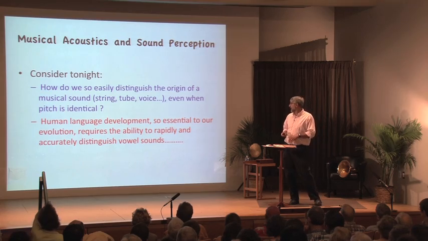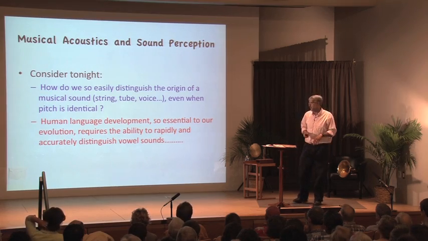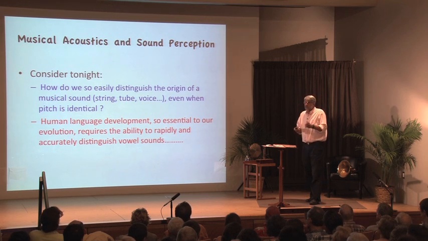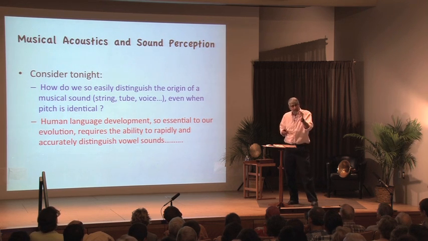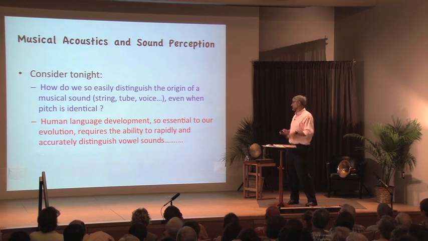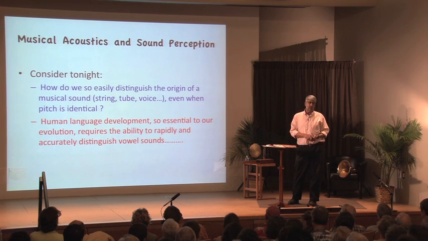And let me just be a little more bold and provocative. In human language development, which certainly is an important part of our evolutionary process, we require the ability to rapidly and accurately distinguish one vowel sound from another. Now, before anyone accuses me of being anti-consonant, I have nothing against consonants. It's just that they're mostly about sibilants and glottal stops and things that aren't very musical. And in fact, vowels are all about harmonic content and musical content, and that's why we'll be talking about that.